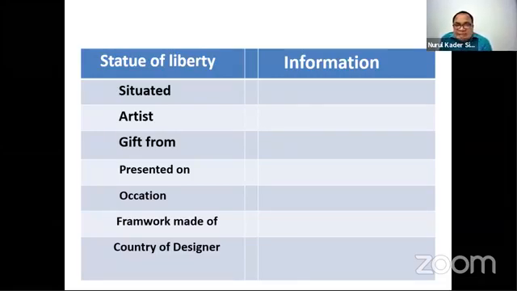After listening to the text, you will answer these questions. Please take your notebook, Statue of Liberty. I'm giving some clues here, and you have to write some information from the clues: situated, artist, gift from, presented on, occasion, framework made of, country of designer. About the Statue of Liberty, you have to know something, and write information from the clues. Situated, first thing. Can anyone say?